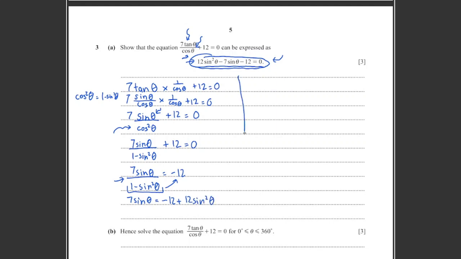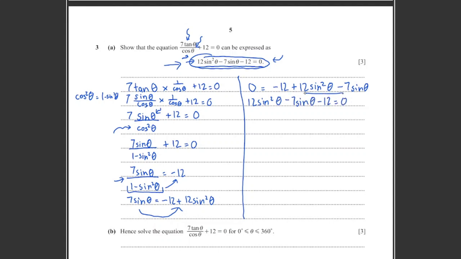And I think now we already have something that looks really close to that. We can take the 7 sine theta over here to the other side, and we'll get 0 equals negative 12 plus 12 sine squared theta minus 7 sine theta. If we rearrange this a little bit, we get 12 sine squared theta minus 7 sine theta minus 12 is equal to 0. So perfect, we just proved that this thing is actually this thing.